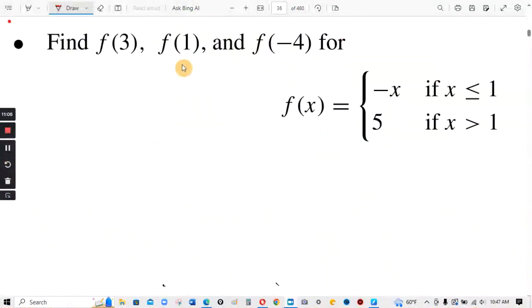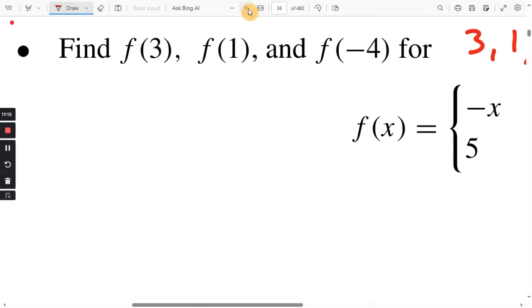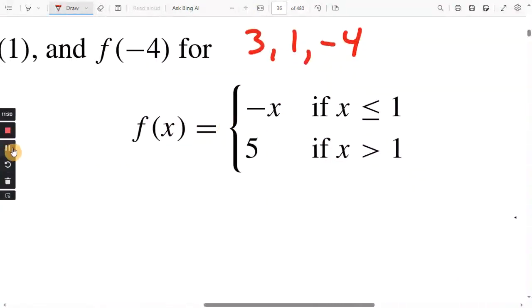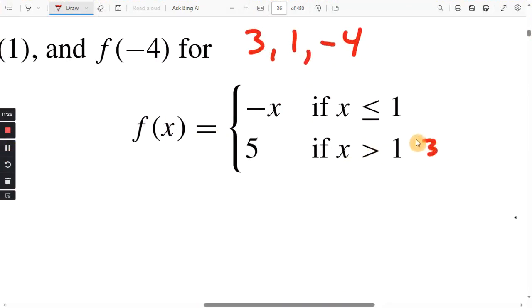All right, see if you can do this one right here. We have 3, 1, and -4. See if you can do it for this one. All right, 3 is greater than 1, so this one goes here. And 1 is less than or equal to 1, and -4 is also less than or equal to 1. Okay, so it's pretty easy.